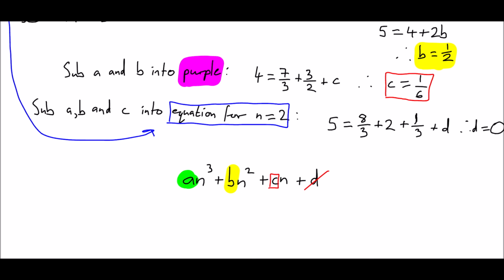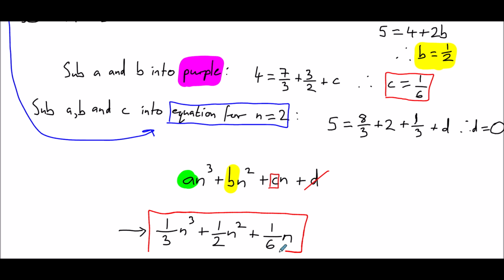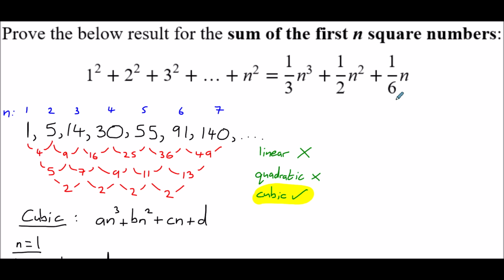So just plugging these values in, we have a, which is 1/3, n cubed, plus b, which is a half, n squared, plus c, which is 1/6, plus d, which is 0. And so we're left with this result. And this result is the sum of the first n square numbers. 1/3 n cubed plus half n squared plus 1/6 n, which is exactly what we wanted to prove at the very beginning.